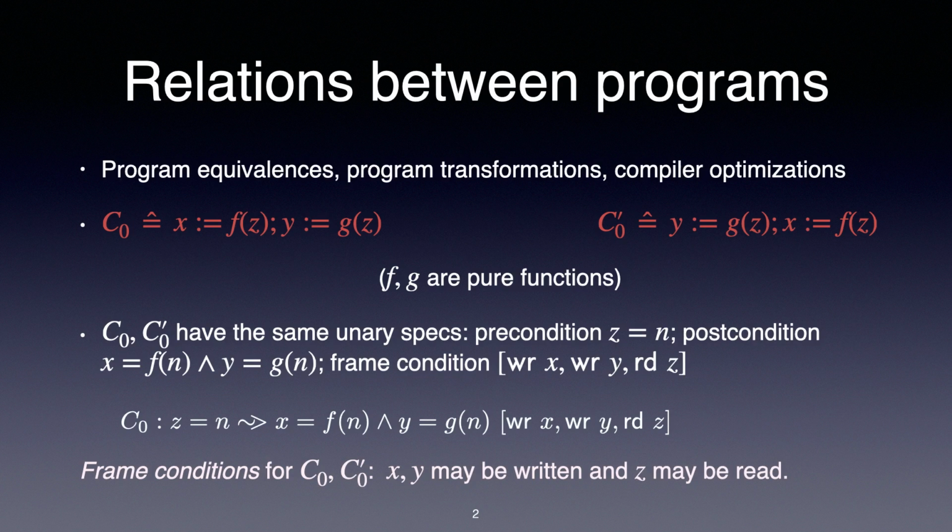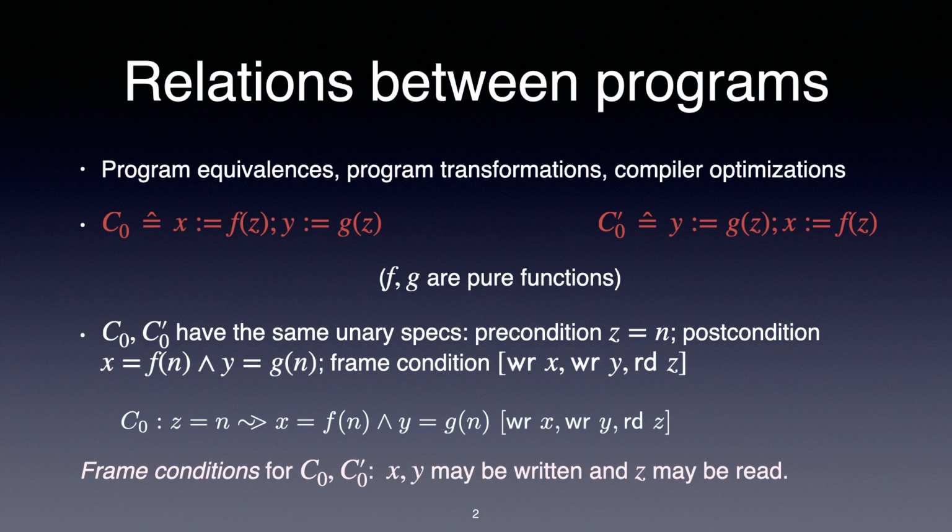There are a variety of contexts in which one may be interested in relational reasoning. For example, one may be interested in equivalences between two programs, or program transformations, or compiler optimizations. Here's a simple example where we want to show that the two assignments in C0 can be commuted to obtain the program in C0 dash. Here f and g are pure, that is side effect free functions, and we want to show that C0 and C0 dash are equivalent.